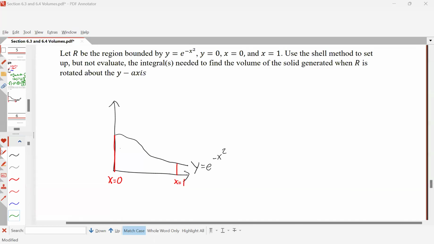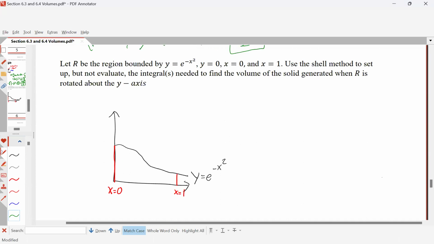Hello. In this video, we're going to take a look at three examples of using the shell method to find the volume of solids when a region is rotated about an axis. In each of them, I have the graph sketched first, but we will look at what the integral needed will be.